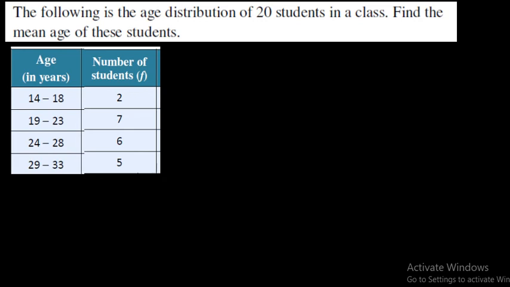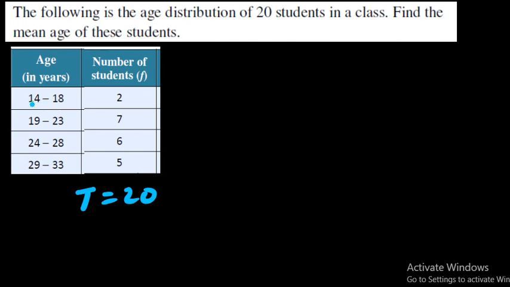The first example here: the following is the age distribution of 20 students in a class. Find the mean age of students. That means the total frequency is already given to you, 20. It says 20 students, so we can add and check. 2 plus 7 is 9, plus 6 is 15, plus 5 is 20. That is the total frequency.